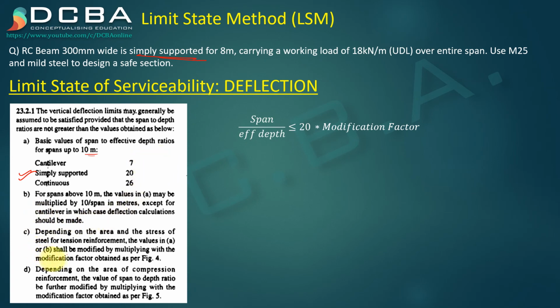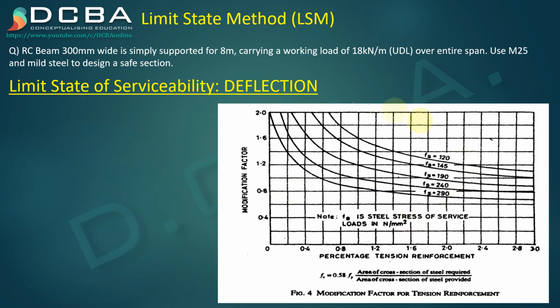C, depending on the area and the stress of steel for tension reinforcement, the values in A or B, whatever you are getting, shall be modified by multiplying with the modification factor obtained as per figure 4. So you will have to multiply this by a modification factor. And on what is it depending? It is depending on the area of steel for tension reinforcement. So this is the figure that they were talking about, modification factor for tension reinforcement.